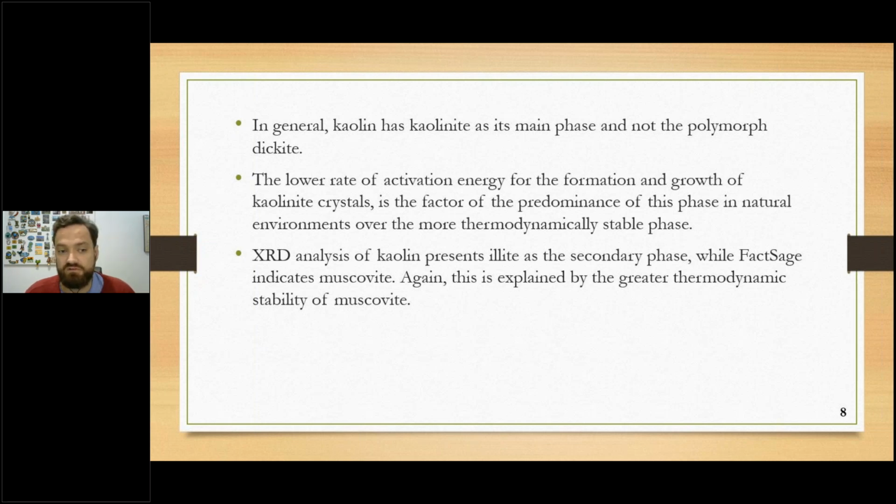The lower activation energy for the formation and growth of kaolinite crystals is the factor for the predominance of this phase in natural environments over the more thermodynamically stable phase. X-ray diffraction analysis of kaolin presents illite as the secondary phase, while FactSage indicates muscovite. Again, it is explained by the greater thermodynamic stability of muscovite.